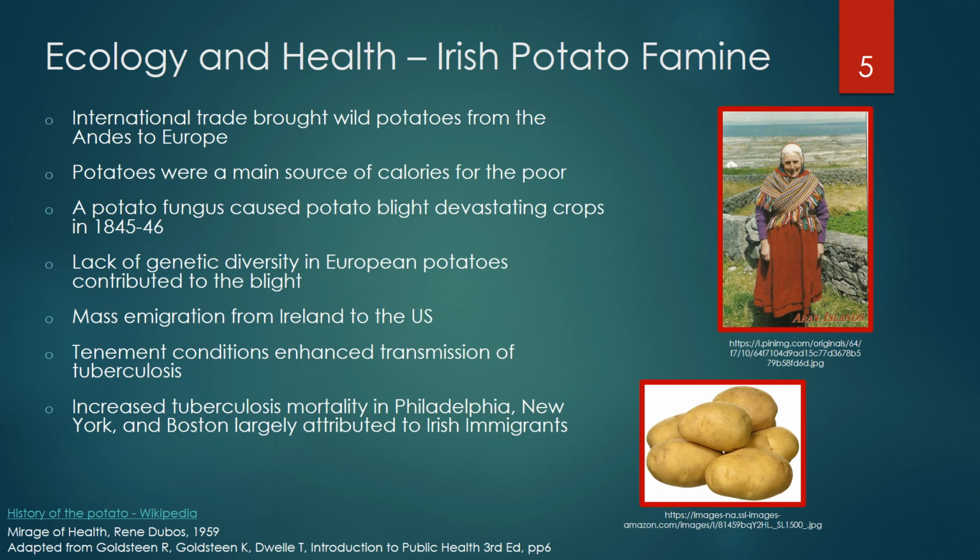Many of these immigrants took up residence in the crowded, unhealthy conditions of tenements of industrial cities along the Atlantic coast. These unhealthy living conditions resulted in the transmission of many contagious diseases, including tuberculosis. The dramatic increase of tuberculosis mortality in Philadelphia, New York, and Boston around 1850 can be traced in large part to the Irish immigrants who settled there. Dubos lists the multiple political, economic, and cultural causes for this epidemic, clearly demonstrating the impact of ecology on health.